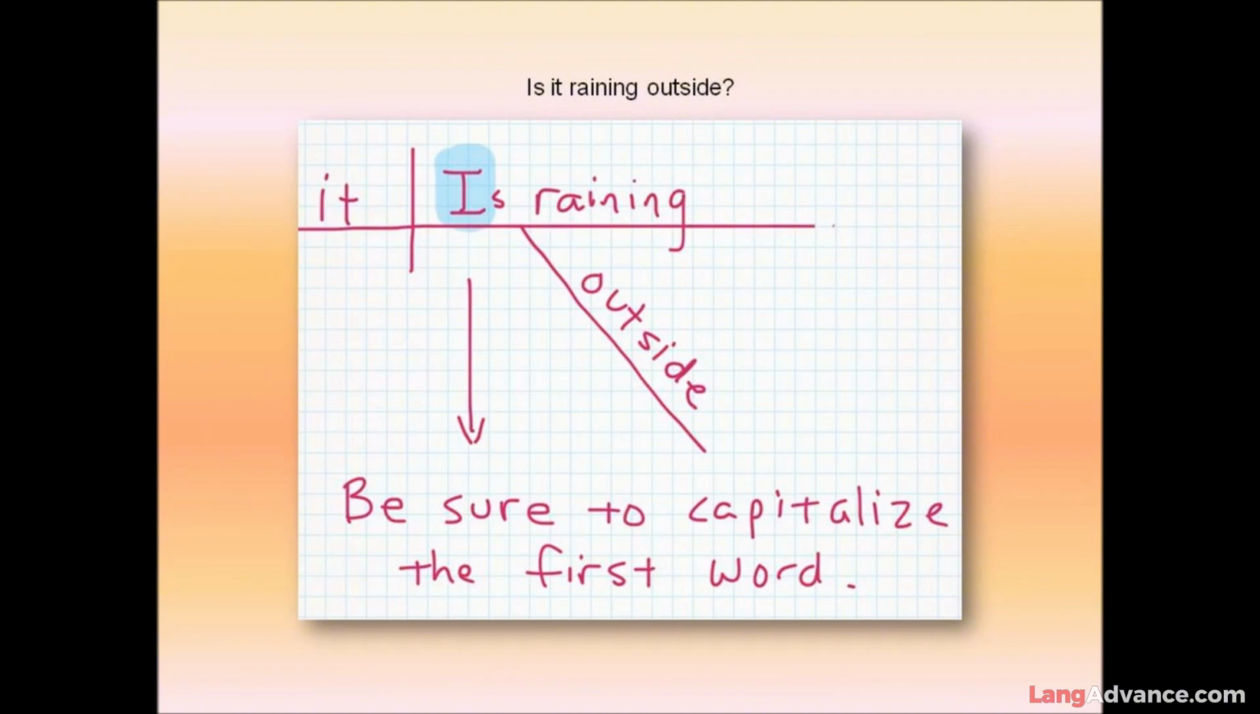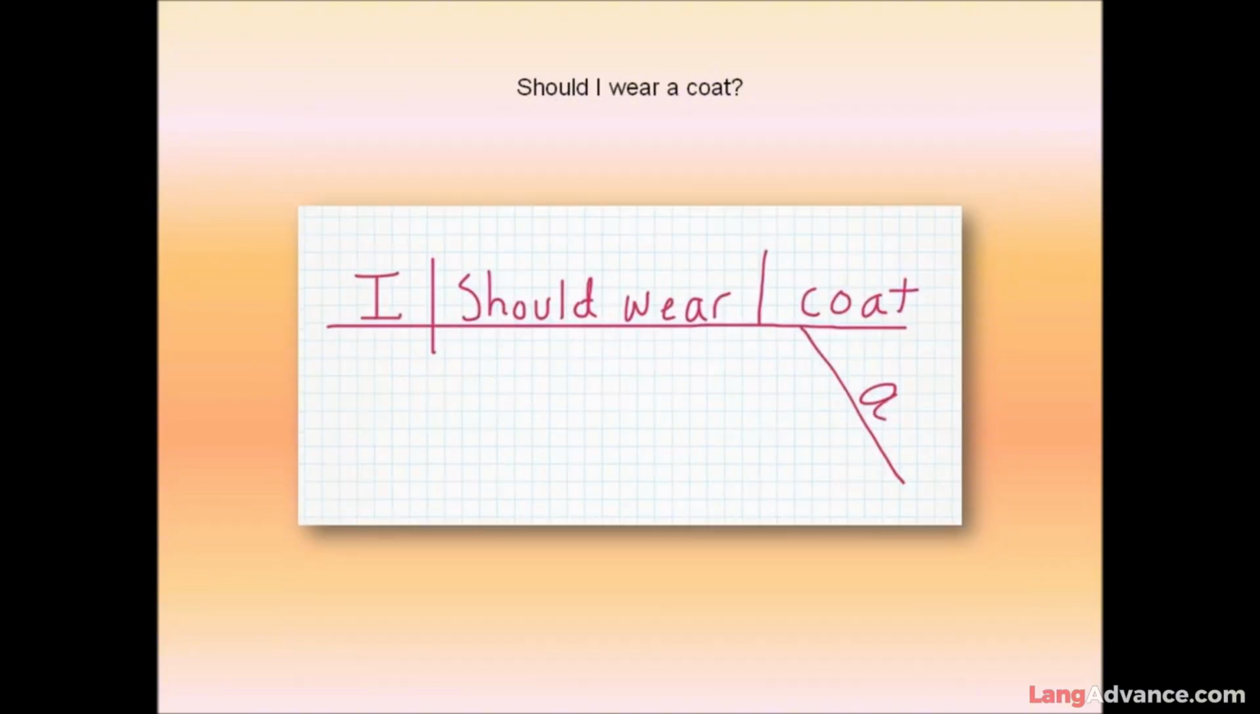Is it raining outside is diagrammed thusly. It is the subject, is raining is the verb, outside answers where. Make sure when you are diagramming the interrogative sentence, you capitalize the first letter of the first word of the interrogative sentence, not the answer to the question. Should I wear a coat is diagrammed I should wear coat. A describes coat.